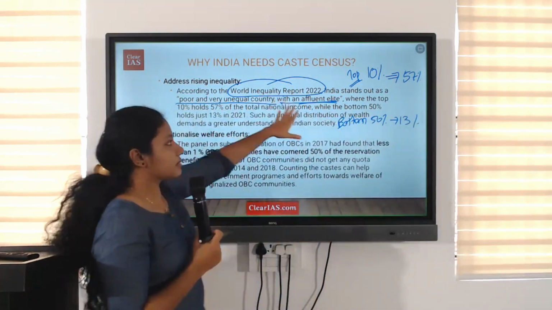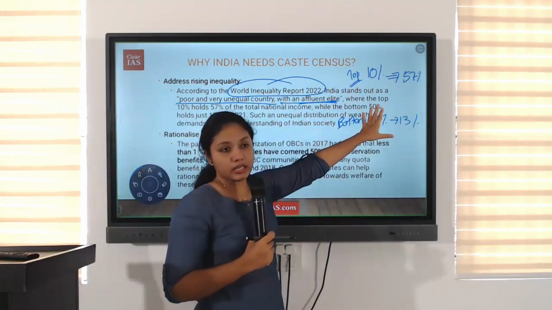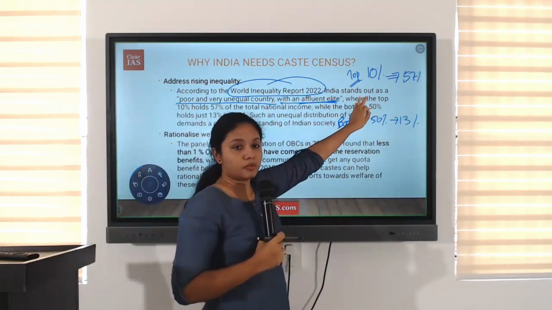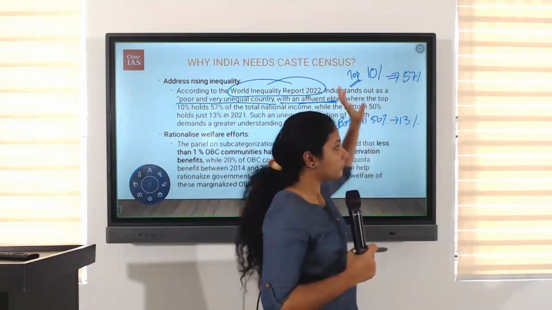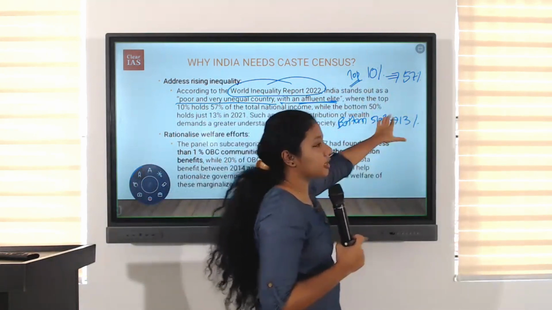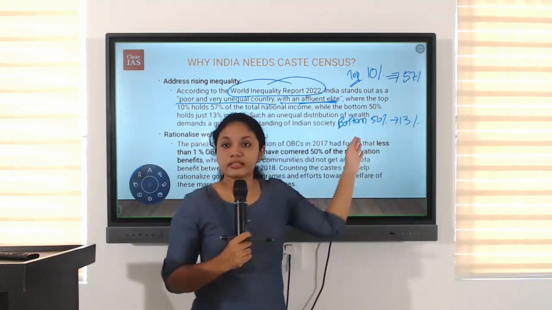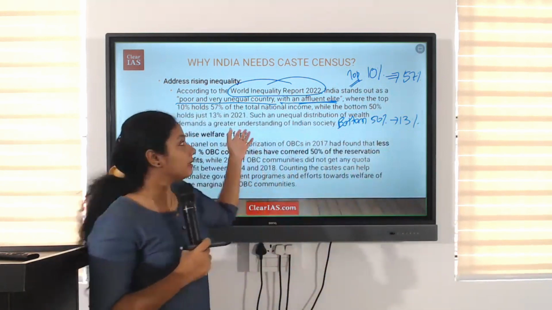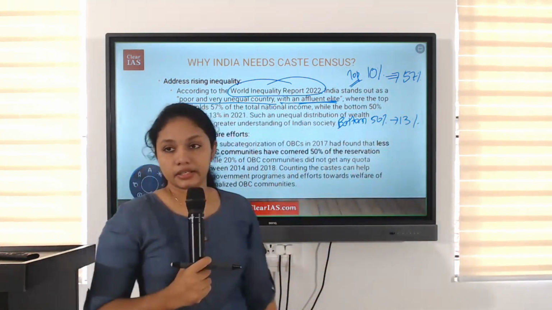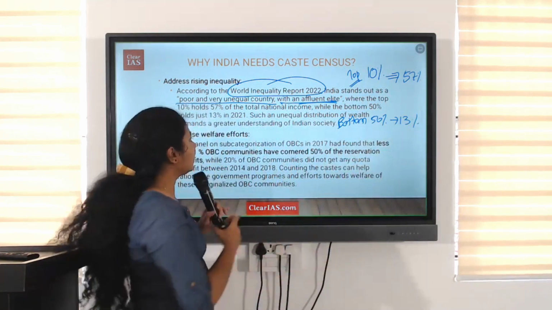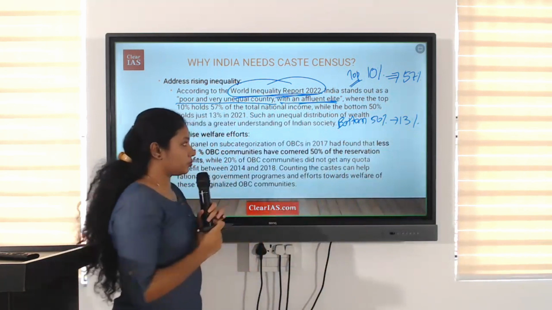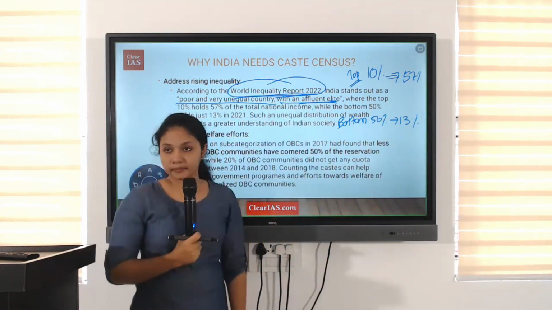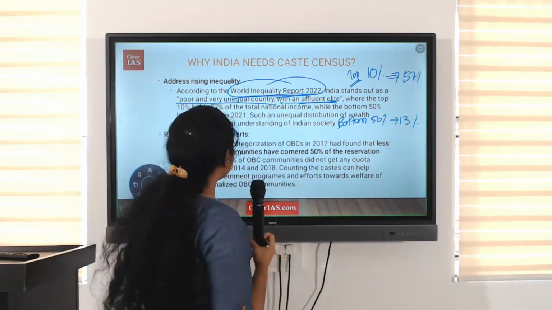See this? This is regarding the income inequality. The top 10% of the population have 57% of the wealth, whereas the bottom 50% is having only 13% of the wealth. This is the income discrepancy or the income inequality in the country. This is a report by the World Inequality Report 2022.